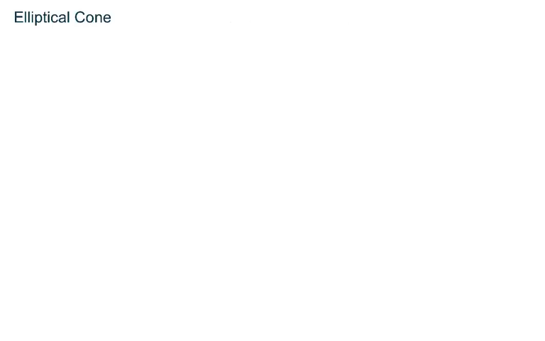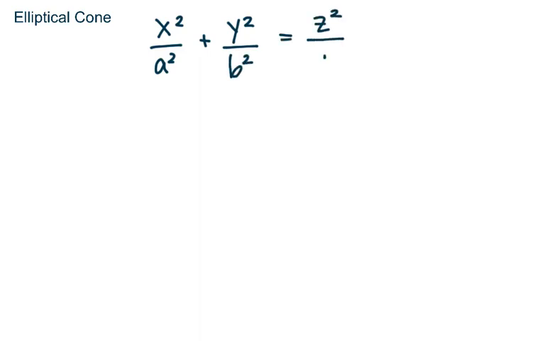So the next quadric surface is an elliptical cone. x squared over a squared plus y squared over b squared equals z squared over c squared. This is very similar to if I wrote x squared over a squared plus y squared over b squared minus z squared over c squared equal to 0. So you'll notice we have all three terms squared, and one of the squared terms is on the opposite side.